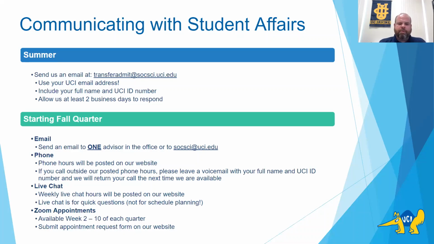And then we also do Zoom appointments once the fall quarter begins. And those are individual appointments from weeks 2 through 10. And we're going to have an appointment form on our website once fall quarter starts at the end of September, that you'll see there as well. So for the summer right now, the way to communicate with our office is through the transfer admin email address that you see at the top there.